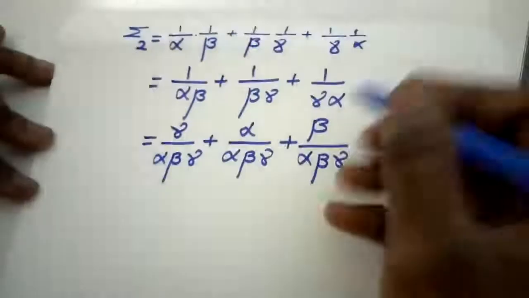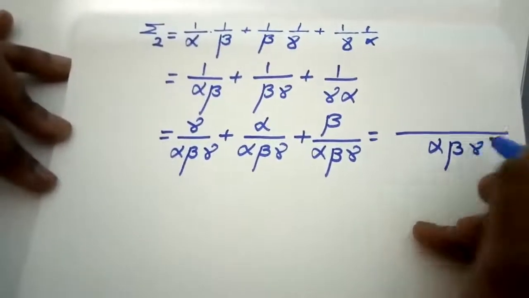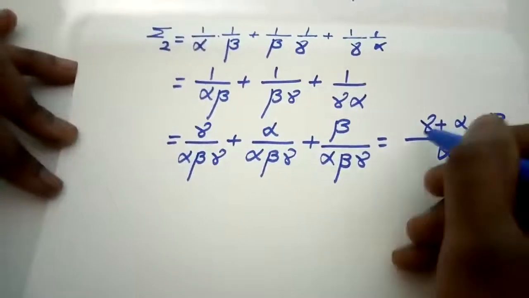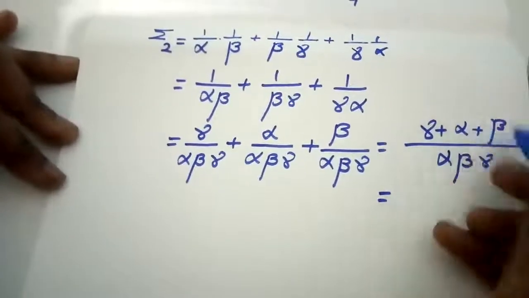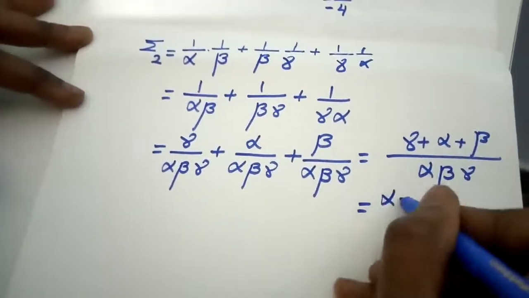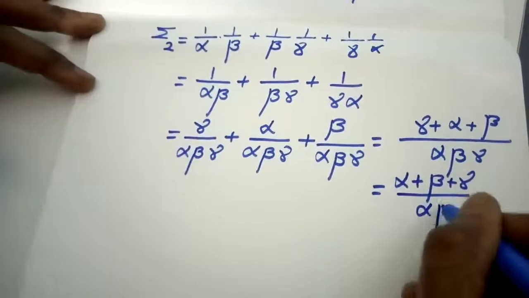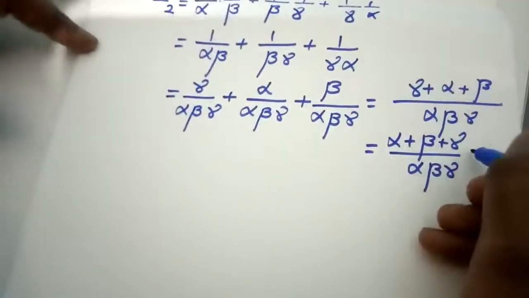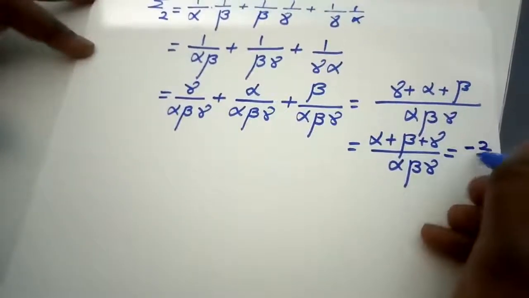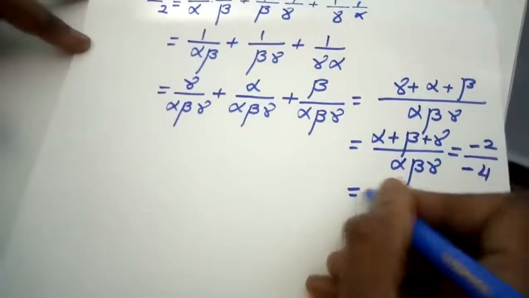So what is the answer I am going to get here? Now the denominator is same, so I can write it one time. Alpha, beta and gamma. The top one is gamma plus alpha plus beta. The order changed, it is not a matter. You can rearrange as alpha plus beta plus gamma. Alpha plus beta plus gamma divided by alpha, beta and gamma. And what is the value I'm getting here, students? Alpha plus beta plus gamma, we found out the value. That is, the value is minus 2 divided by alpha, beta, gamma is minus 4. If you calculate, you will get the answer as 1 by 2.